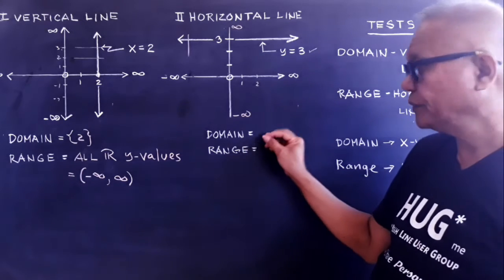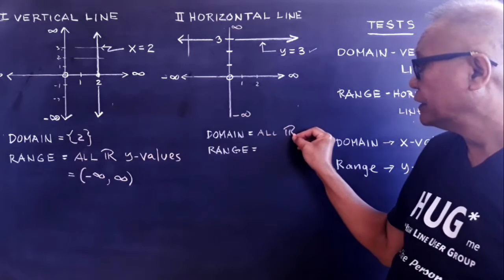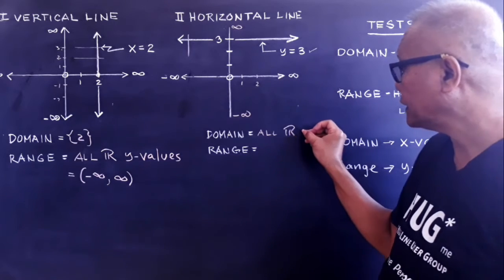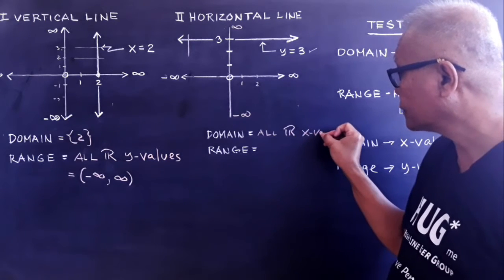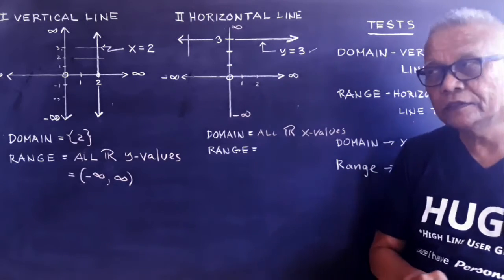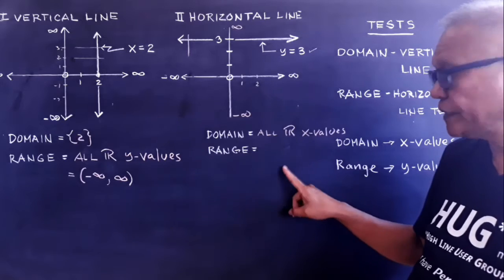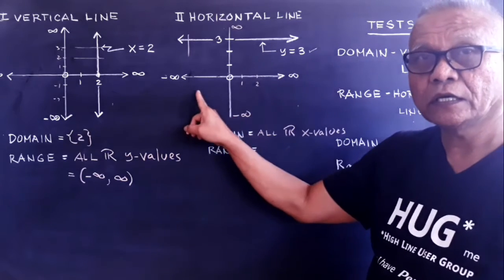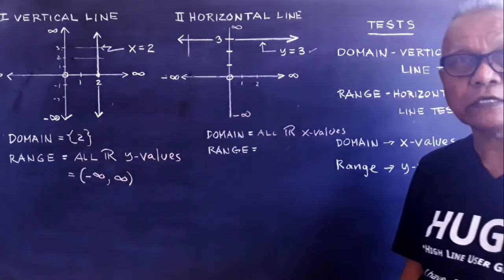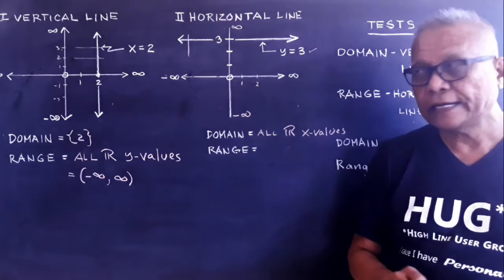Therefore, our domain will be all real numbers, all real x values. Okay, so the domain is equal to negative infinity, comma, positive infinity, if you are going to use the interval notation.